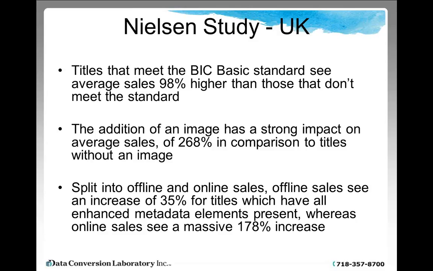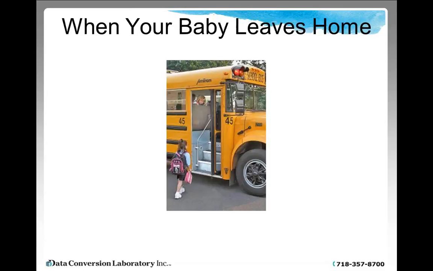And split into offline and online sales, offline sales see an increase of 35% for titles that have enhanced metadata. Online sales, you can see, have a massive 178% increase. So as you can see, good metadata is much more powerful for online sales than offline. Independent publishers have to rely more and more on online sales for growth. So this is extremely important. So that's what you send.